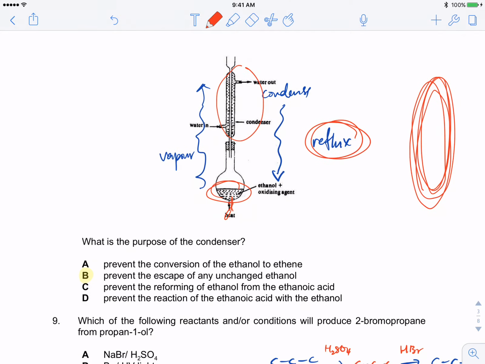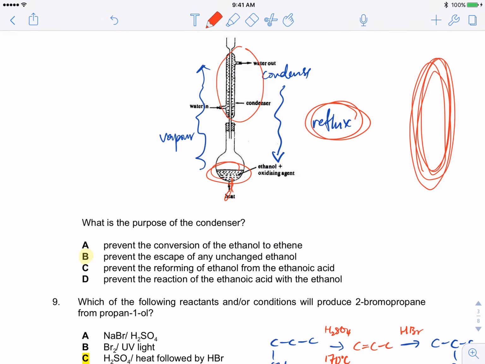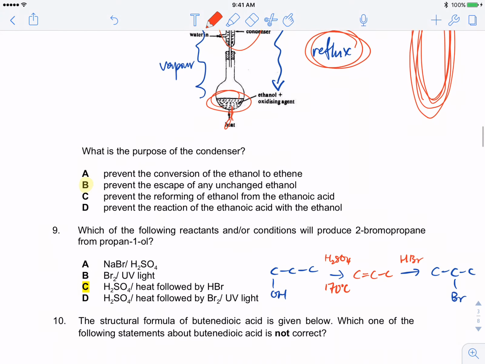What's the purpose of this condenser? I think you can intuitively understand. It is to prevent the escape of any unchanged ethanol. Okay, so any unreacted ethanol will condense back and it will react. It will be given a chance to react again rather than just escaping into the air.